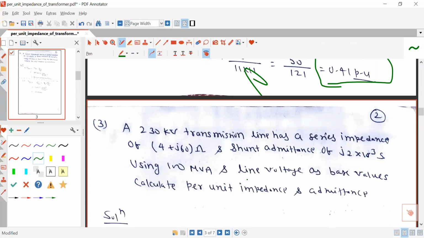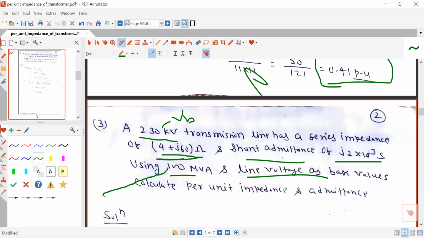Let us consider the second example. Here a 230 kilovolt transmission line has series impedance in ohm given and shunt admittance in mho or Siemens given, and using 100 MVA and line voltage as the base value. You have to consider VB equal to 230 kilovolt and SB equal to 100 MVA, and you have to convert this ohm and Siemens or mho in per unit system.